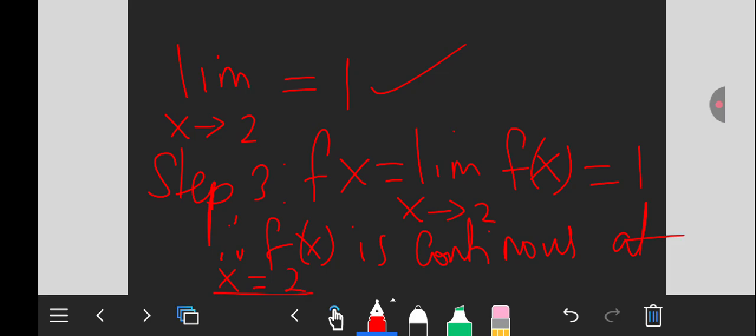So this is how to find the solution. So this is where we end.